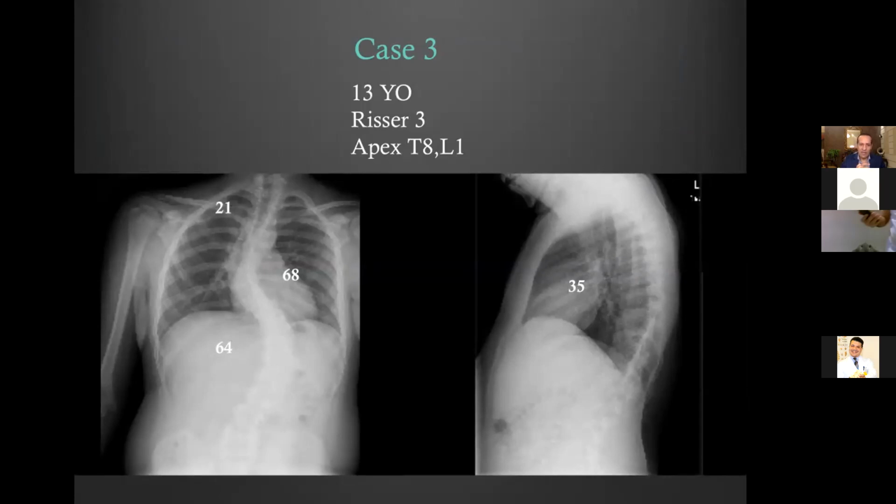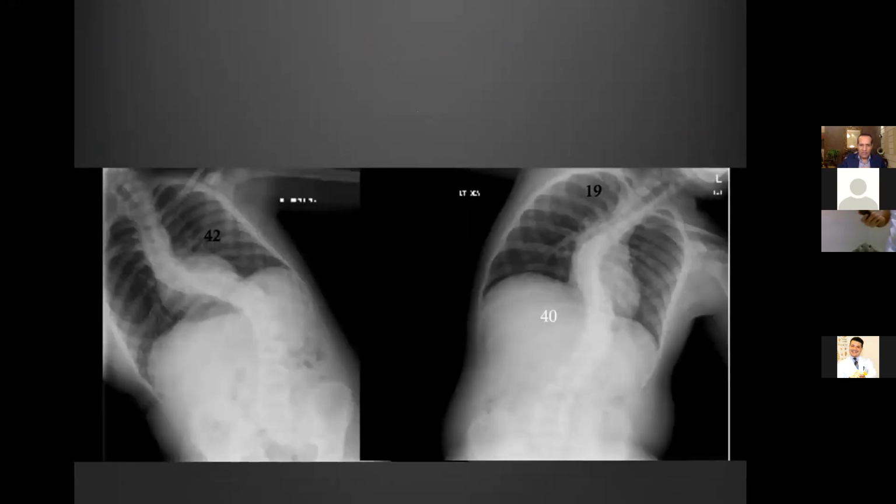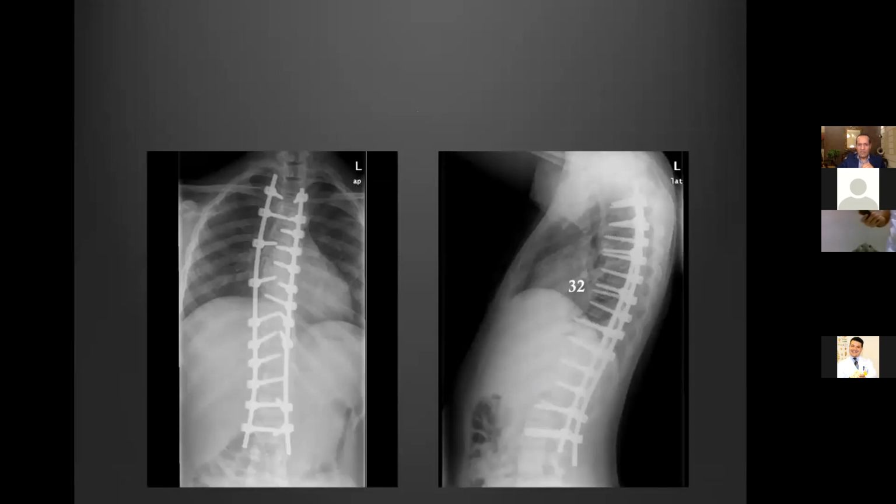The third case has 3 curves: the proximal 21, the main thoracic 68, and the thoracolumbar 46. We see the apex is T8 and L1, and this is the double major. As for flexibility, the thoracolumbar curve is 40 degrees, the main thoracic is 42 degrees, and the proximal is 19 degrees, which is non-structural in this case. So we do fusion for the double major, and this is the end result, and we see the kyphosis also corrected to neutral, about 32 degrees.